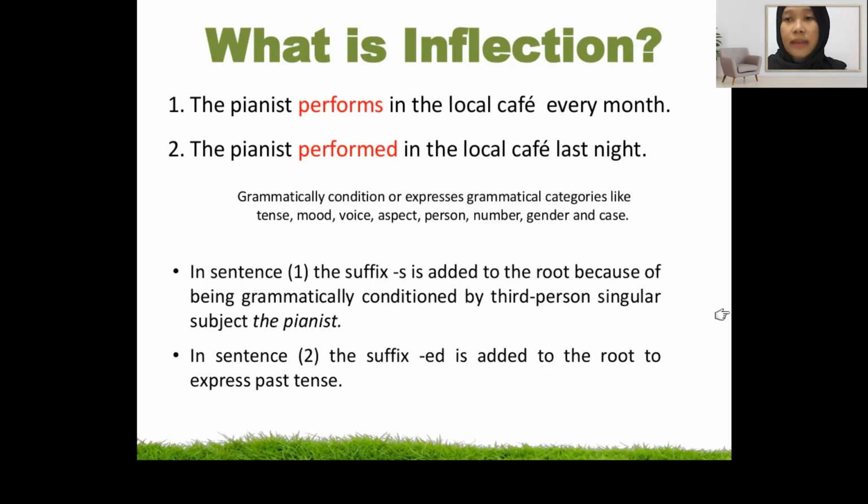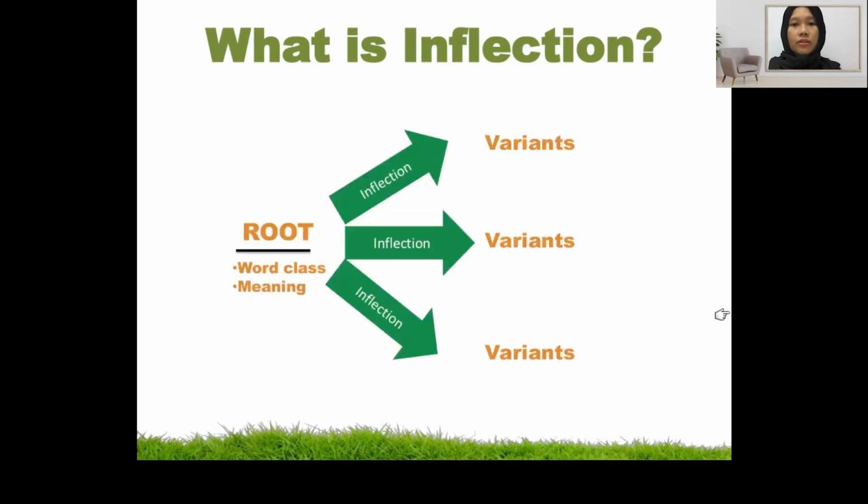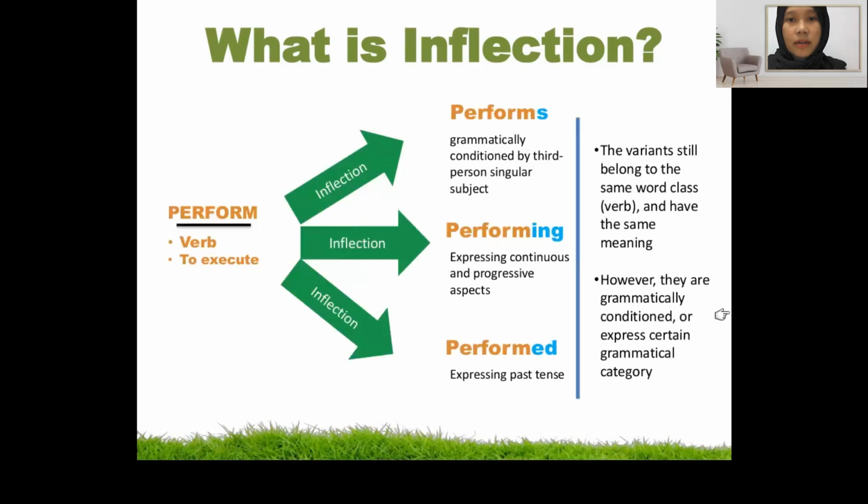And then in sentence 1, the suffix -s is added to the root because of being grammatically conditioned by the third person singular subject, which is the pianist. In sentence 2, the suffix -ed is added to the root to express past tense. What happens in sentence 3 is the word formation process called derivation. We're not going to discuss it because we have inflection. So this one is the structure.